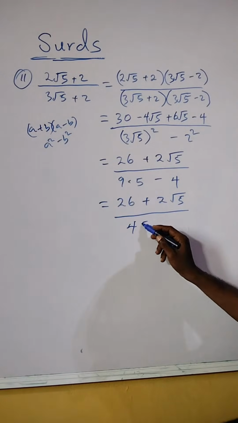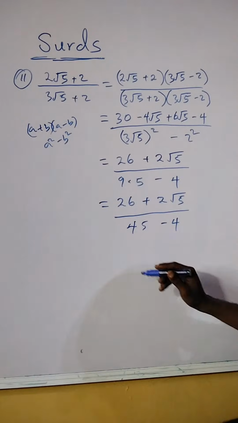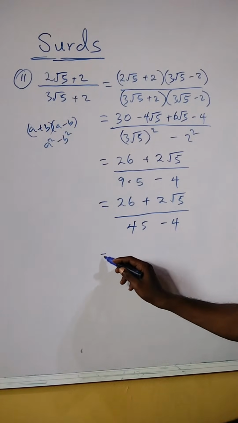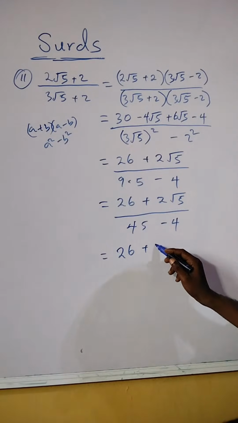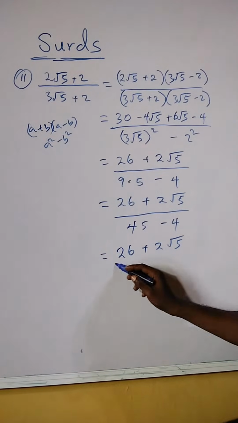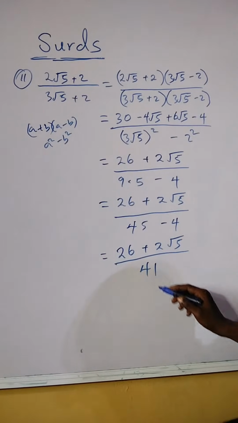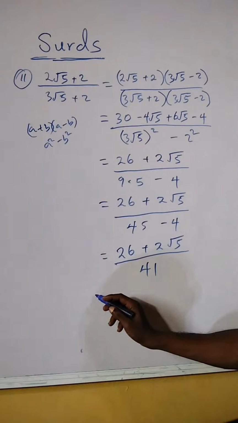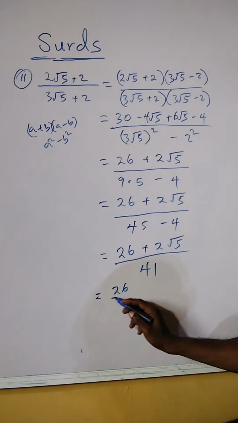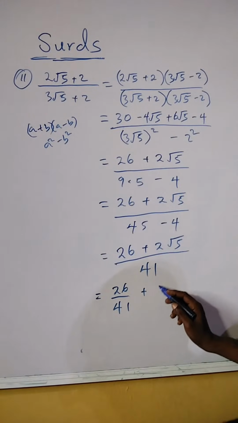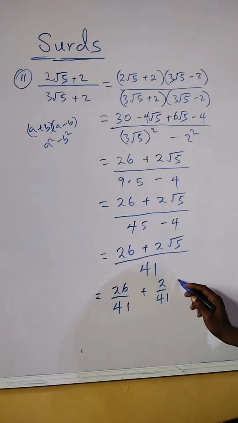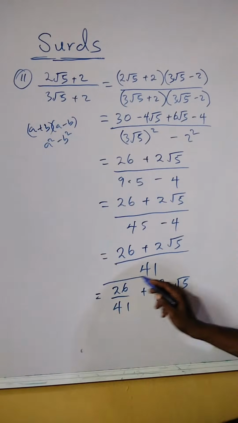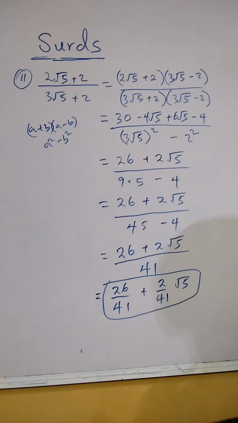That's 45 minus 4. That is, here we have 26 plus 2 root 5 over 45 minus 4. That gives us 41. So, if anything goes here, we leave it, but nothing. We can just say this is 26 over 41 plus 2 over 41 times root 5. So here we have this as a simplified form of this particular given solved problem.